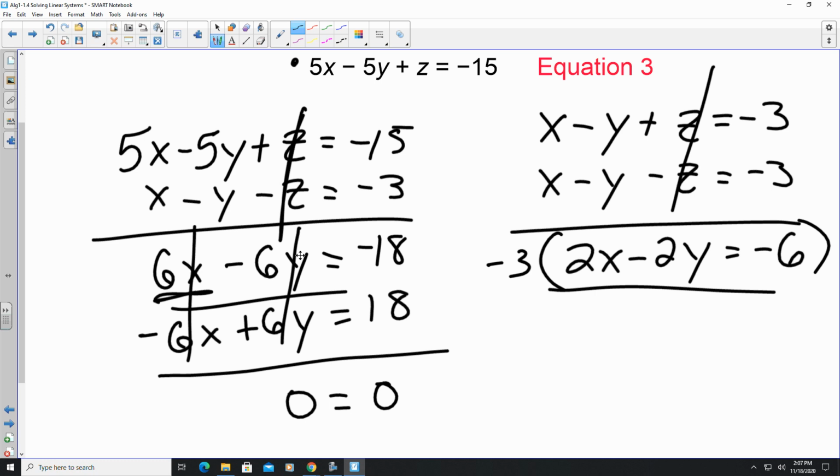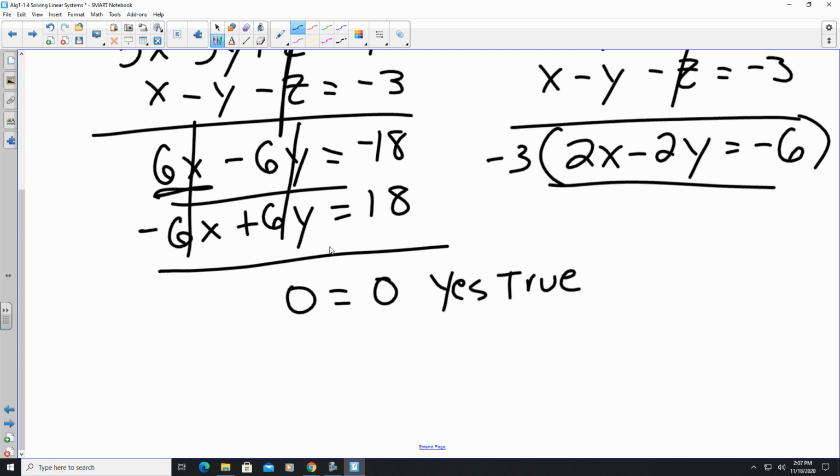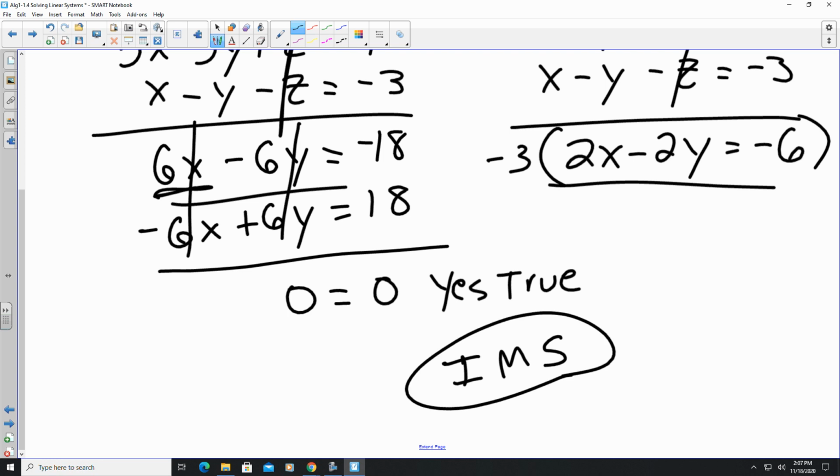Does 0 equal 0? Yes. This is a true statement. So since we have a true statement with no variables left over, we have a situation where we have infinitely many solutions. So I gave you an example where you do get an ordered pair. I showed you an example where you get no solution. And in this example, you get infinitely many solutions. And that is being able to solve linear systems.